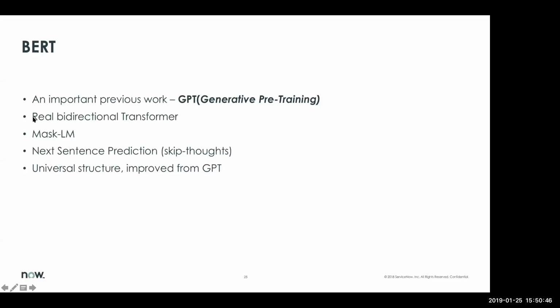Does it mean that all the previous works are fake bidirectional transformers? The second is the masked LM, which is the masked language model. The third is next sentence prediction, where the idea is borrowed from skip-thoughts. And the fourth is a universal structure introduced from GPT and improved in BERT.